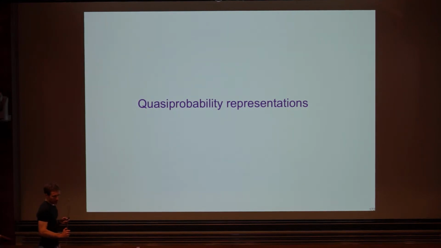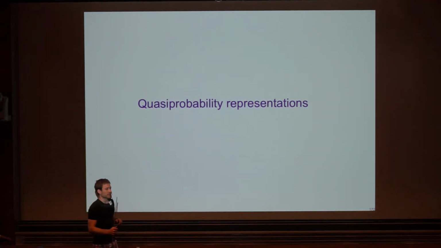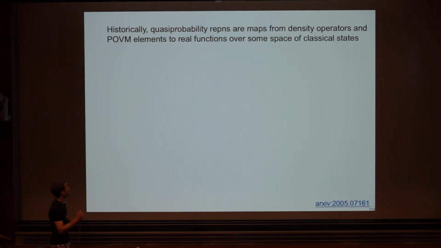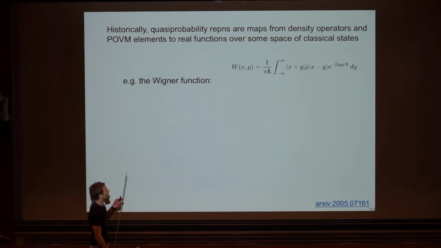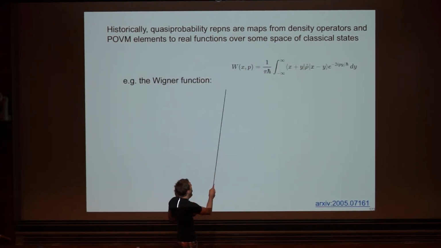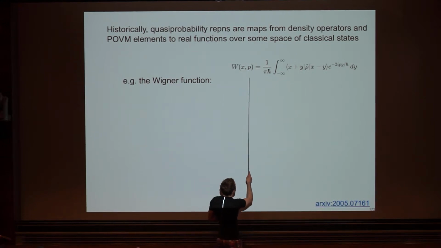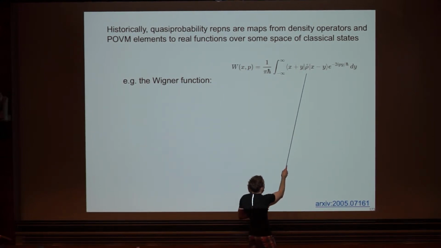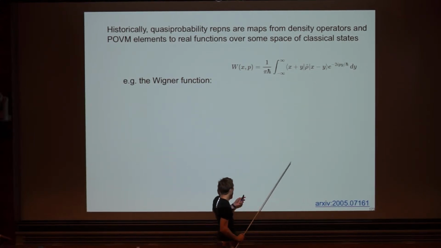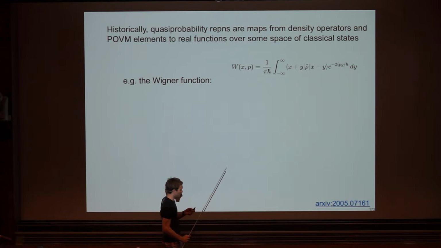And it's closely related to a third kind of representation, which has been studied in the quantum optics community. These are known as quasi-probability representations. Historically, these have been defined as maps from density operators and POVM elements to real functions over some space of classical states. A famous example of this is the Wigner function. You compute the Wigner function, which is a function of two real variables, x and p, where you take a given quantum state rho, and you represent it by this complicated function, which just returns a real value for each x and p.